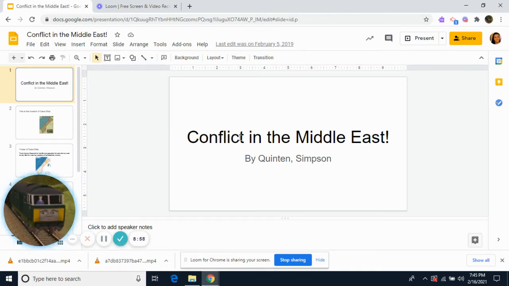Conflict in the Middle East. This was made for Mr. Huff by Quentin Simpson. Didn't I do this page already? Or no? All right, let me know. I don't think I did.